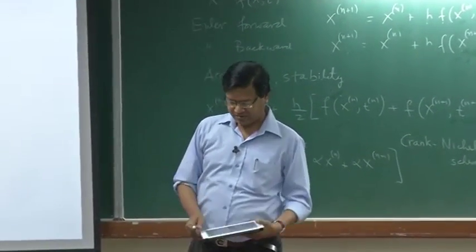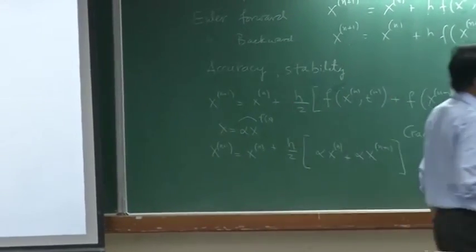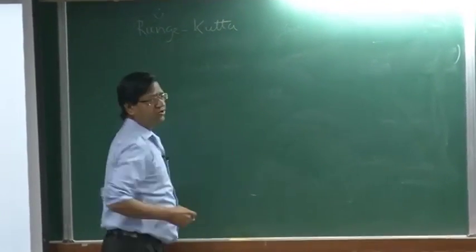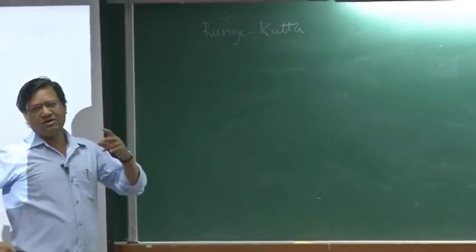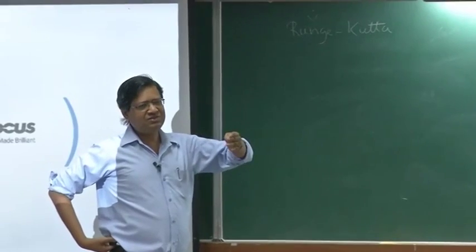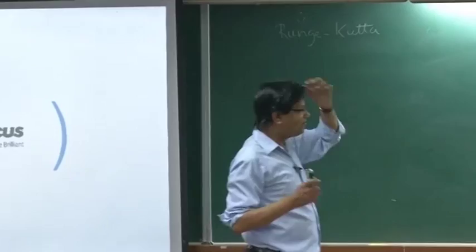Okay. Another important scheme. I will erase this. This is called the Runge-Kutta scheme. It has second order, third order, fourth order. I will only mention second and fourth. There are also fifth order and sixth order. But I do want to make a remark here.